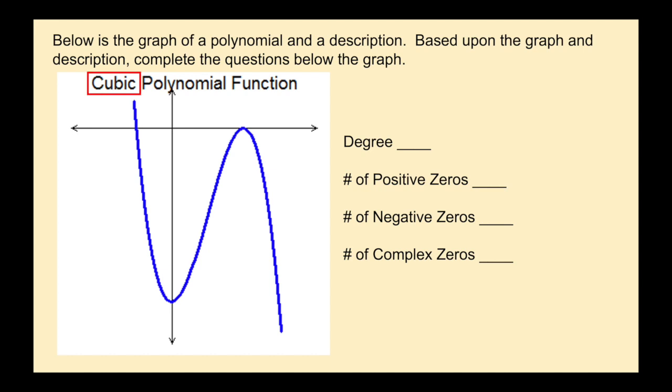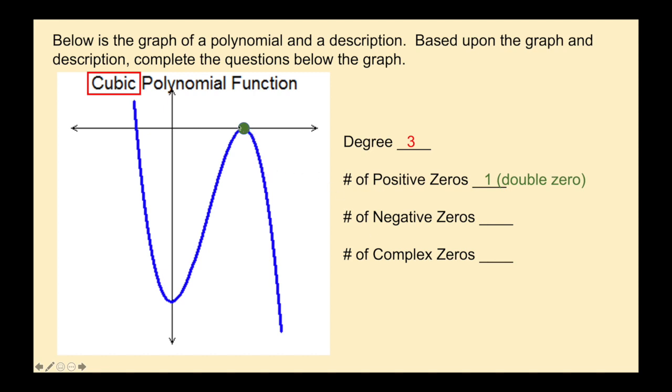And here we see that this is a cubic polynomial function, therefore the degree is going to be 3. As far as positive solutions, we do have 1 positive solution here. Again, that is going to be a double zero because it doesn't cross through the x-axis. It is tangent to it. It comes up and touches it, and it reverses directions.